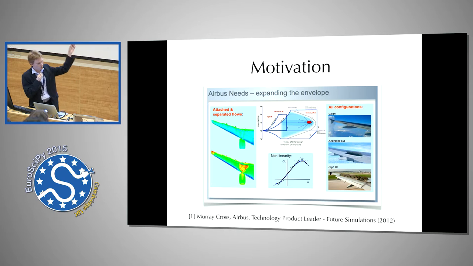And this red dot represents the area where Airbus believes that modern day industrial CFD is useful and applicable during the design process. However, this larger blue bounding box is the area in which the aircraft must be validated and certified to fly at. Hence, there really is a need to expand the envelope in which CFD is useful into these so-called off-design conditions.